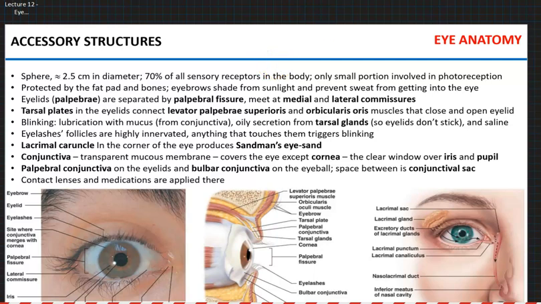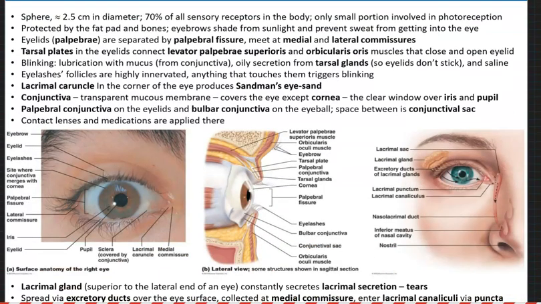So the plan for today, at minimum, is to go over the anatomy of an eye and to discuss the mechanism of accommodation, how you change your focus from close to far. Okay? We're going to start with so-called accessory structures for an eye. So, well, the eye is a sphere. Okay? Shouldn't come as a surprise for you. Okay?